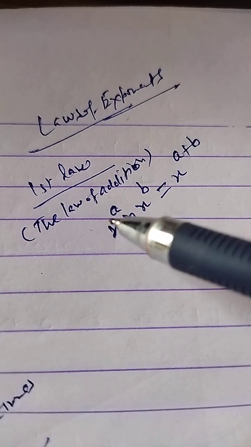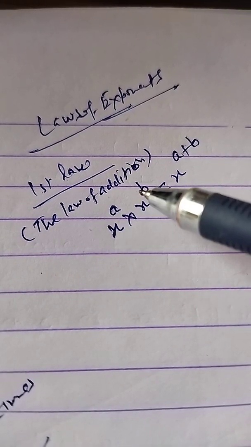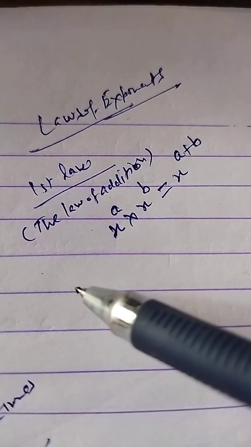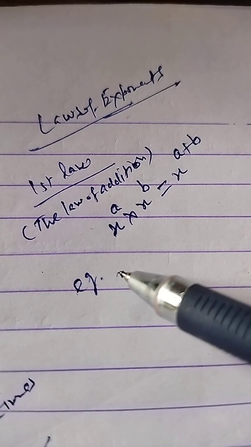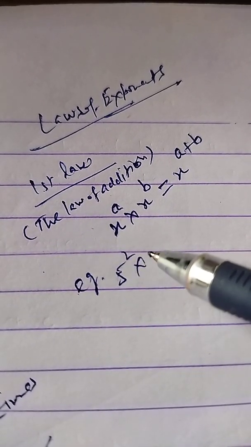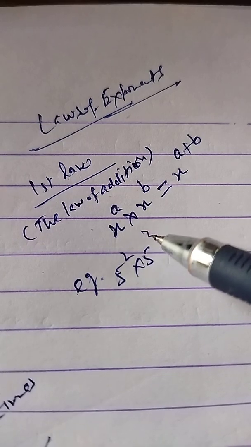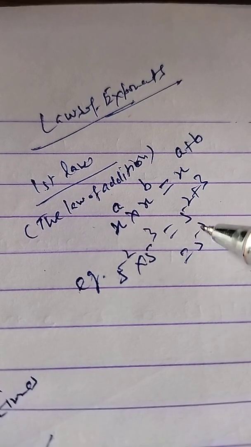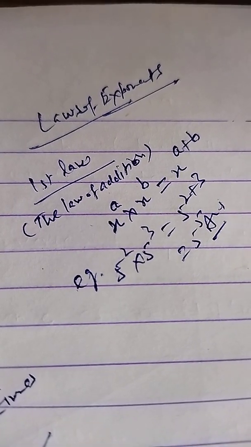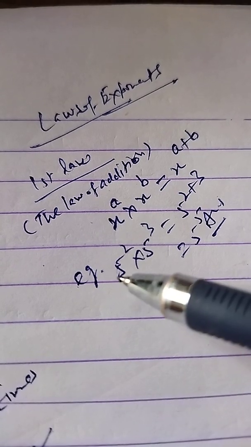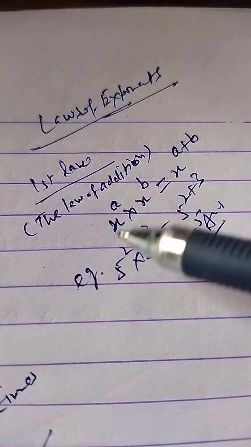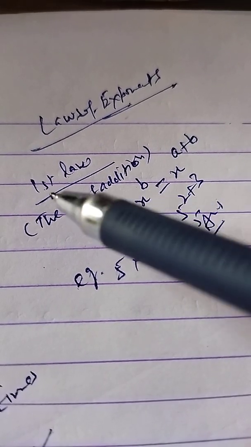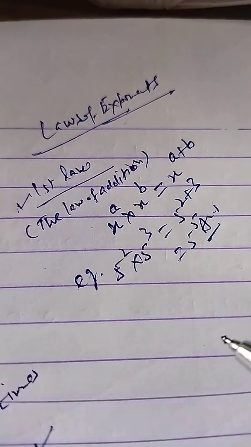Please keep a watch. Bases must be same. If the powers are different and are getting multiplied over there, you need to add the powers. For example, suppose I say here 5 raised to the power 2 into 5 raised to the power 3. So I have to write finally 2 plus 3, and that will be equal to 5 raised to the power 5 will be the answer. So for this law, bases must be same. Powers may be different, but I have to add when the numbers are getting multiplied. So that is the first law, which is over now.